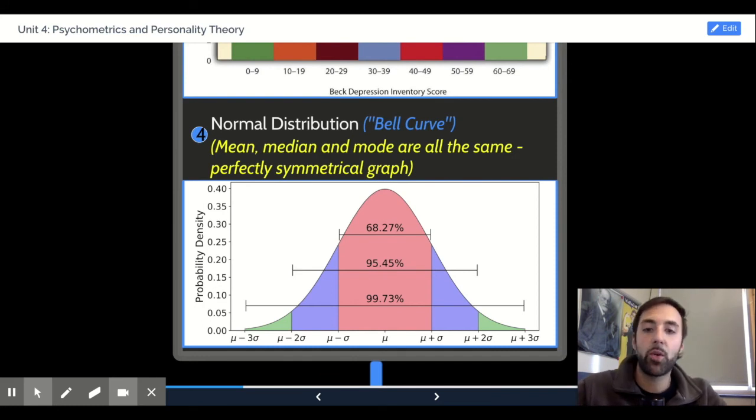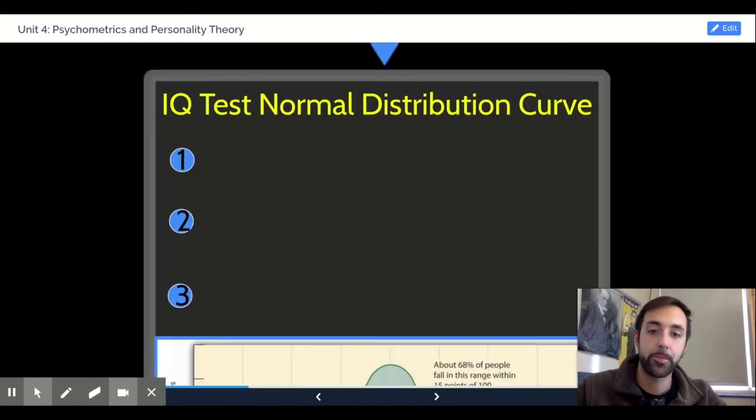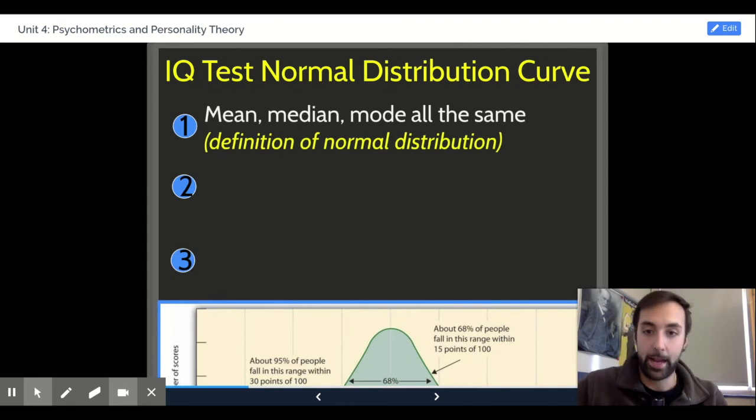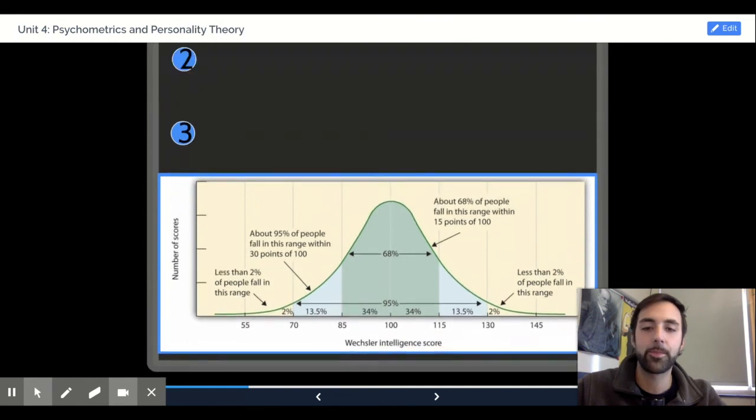And as a result of this perfectly symmetrical graph, there's a variety of things related to intelligence testing that we need to be aware of. First is that, again, the mean, median, mode are all the same. That, by definition, is what makes it a normal distribution graph or a normal distribution curve, sometimes nicknamed a bell curve because it, again, kind of looks like a bell.